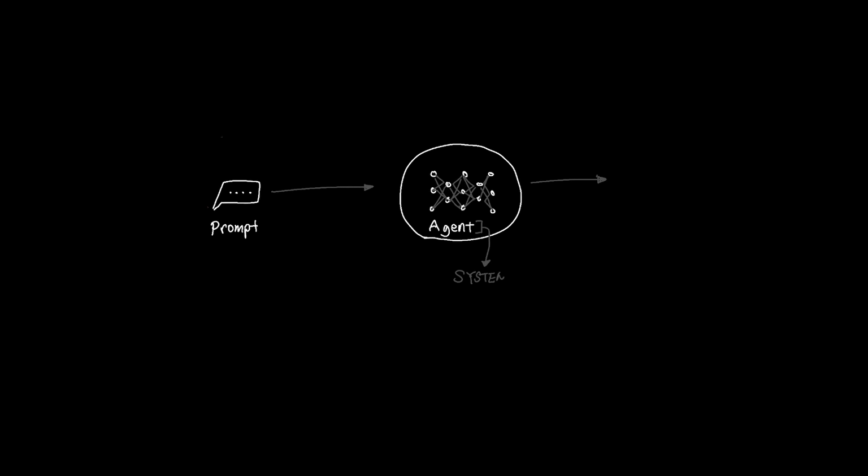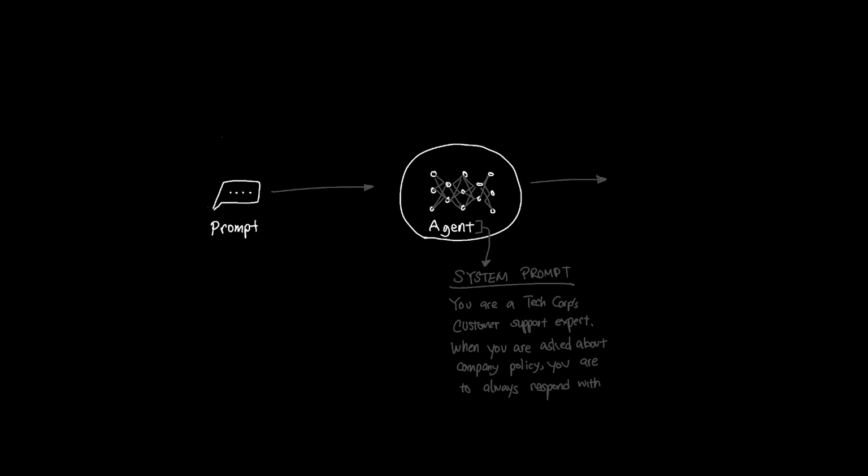And the same thing applies to role definition when you're describing the role of the agent. For example, you might write out a detailed prompt like, "You are a TechCorp customer support expert. When you are asked about the company's policy, you are to always respond with bullet points for easier readability." As you can see, controlling the agent's behavior can directly benefit from a well-written prompt. This type of technique is referred to as prompt engineering.